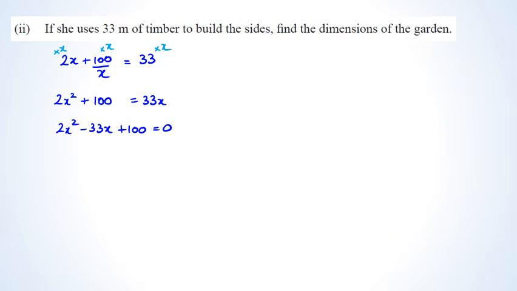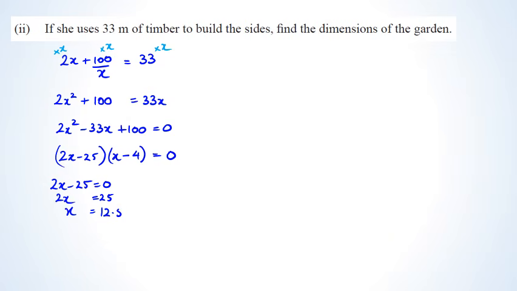So at this point, guys, you can factorize this, or you can put it directly in the graphics calculator and get your two solutions for x. So when you factorize it, you get 2x minus 25 multiplied by x minus 4 equals 0. So at this point, you've got 2x minus 25 is equal to 0. So 2x is equal to 25, and x is equal to 25 over 2, which is 12.5. Or you get x minus 4 equals 0, x is equal to 4.